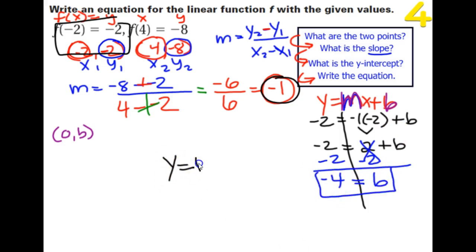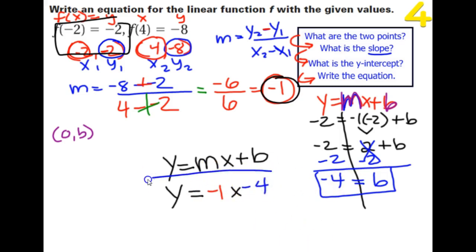So our equation would be y equals m, which is -1x, plus b, or in this case, minus b, minus 4. This is what we're looking for, our equation. All we had to find was m and b, slope and y-intercept.